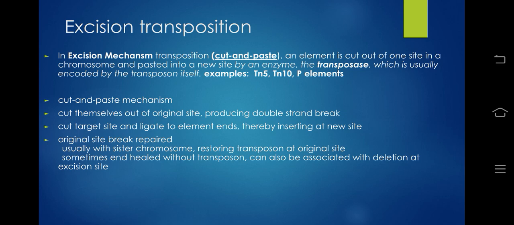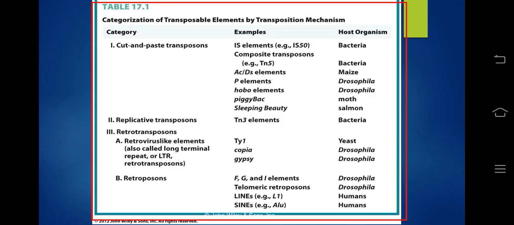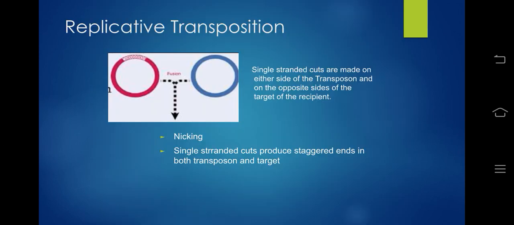In cut and paste mechanisms, the elements cut themselves out of the original site, producing a double-stranded break, cut the target site and ligate to the element ends, thereby inserting at the new site. The original site break is repaired, usually with the sister chromosome, sometimes restoring the transposon at the original site, or healed without the transposon. It can also be associated with deletion at the excision site. So, categorization of transposable elements by transposition mechanism: cut and paste transposons, replicated transposons, retrotransposons and retroposons.